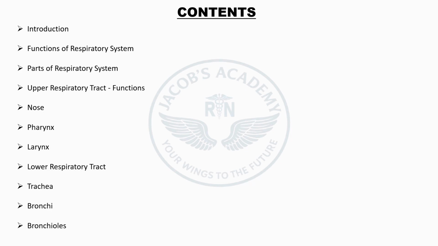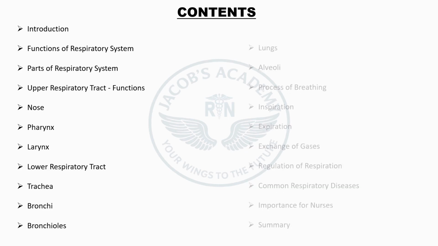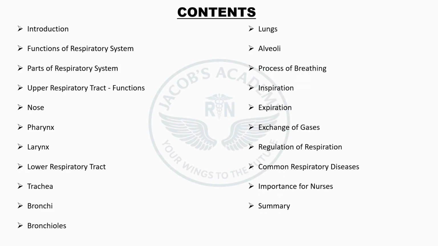In this session, we will cover the respiratory system in a structured and easy to understand manner. So we will begin with a brief introduction and discuss the functions of the respiratory system, followed by the parts of the respiratory system. Next, we will focus on the upper respiratory tract, including the nose, pharynx and larynx, and understanding the functions in detail. We will then move on to the lower respiratory tract, covering the trachea, bronchi, bronchioles, lungs and alveoli.